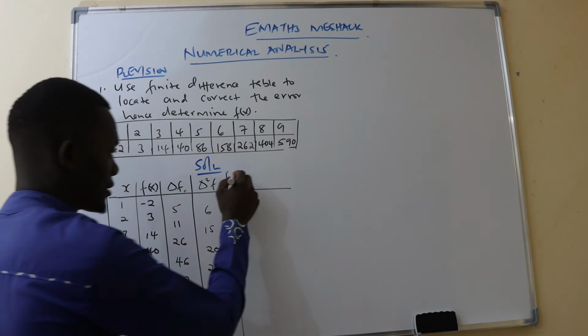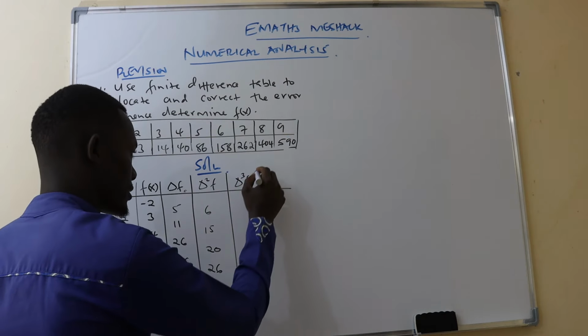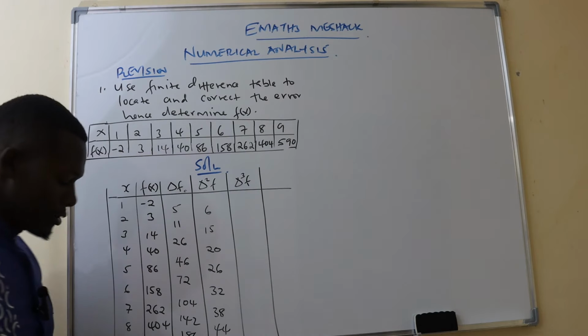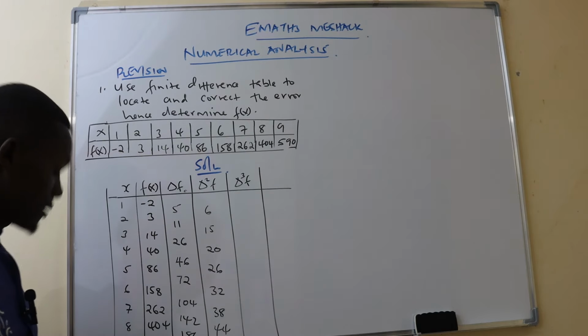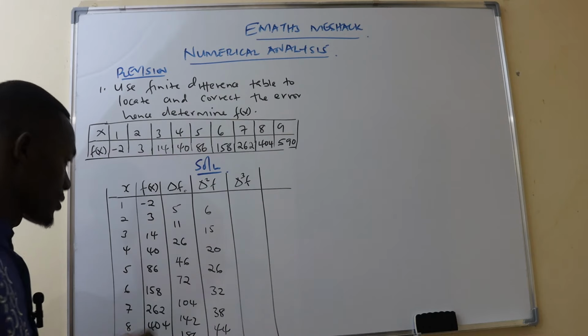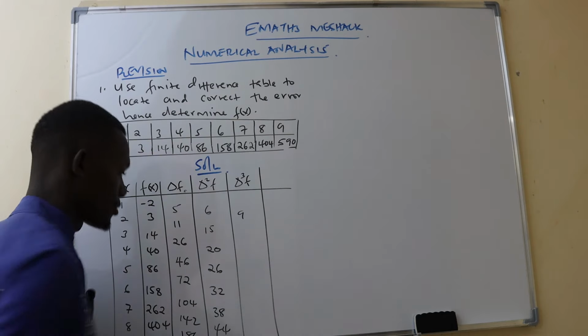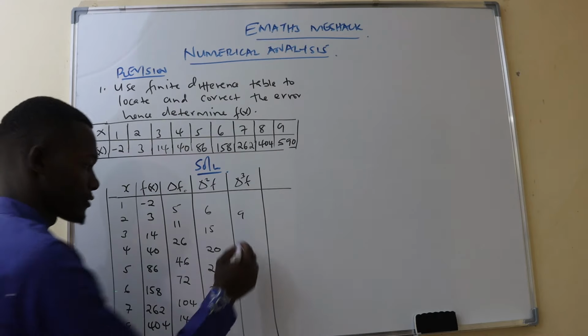So now we come to the third difference. We have 15 minus 6, that will give us 9. Then you have 20 minus 15, that will give us 5.